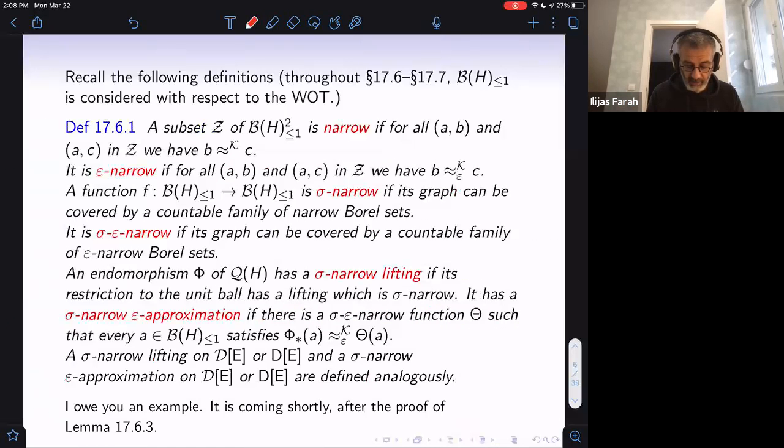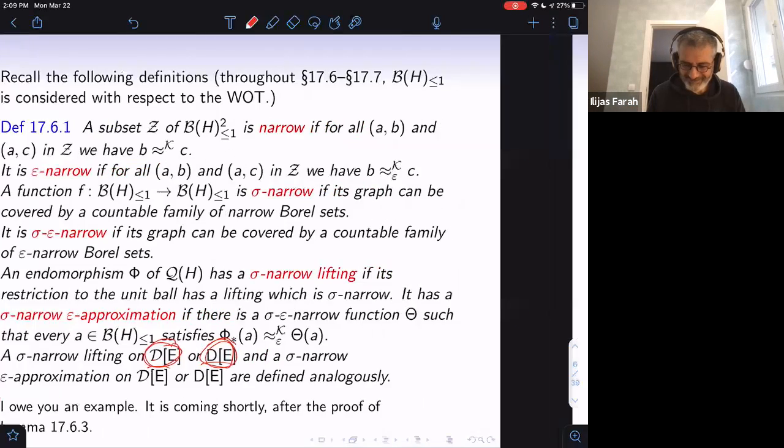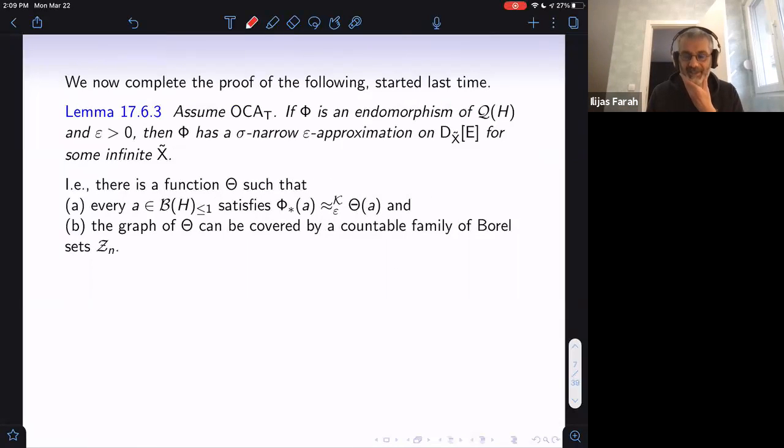And finally, lifting on D of E or on D of E, remember, the difference between these two is that this one is a discretization, and this one is a von Neumann algebra. And okay, so as I said, we'll go back to the example that I failed to give you last time. I'll give you a different example this time. Okay, so here is the lemma that I started on Friday.